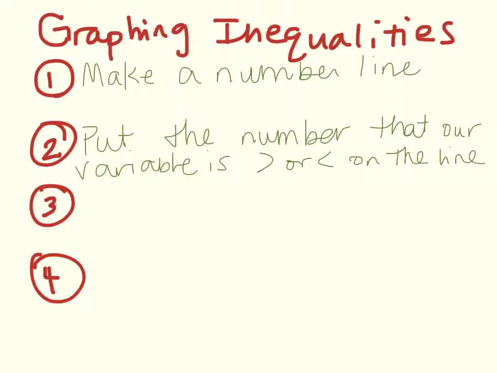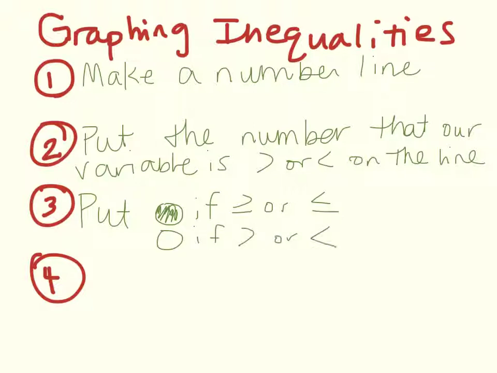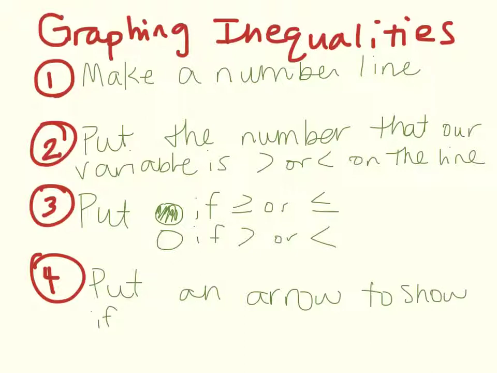Then we put a dot on our number line, and we are very specific. We put a dot and color it in if it is greater than or equal to, or less than or equal to. And we put an open circle if it is greater than or less than. Then we put an arrow to show if the variable can be bigger or smaller.